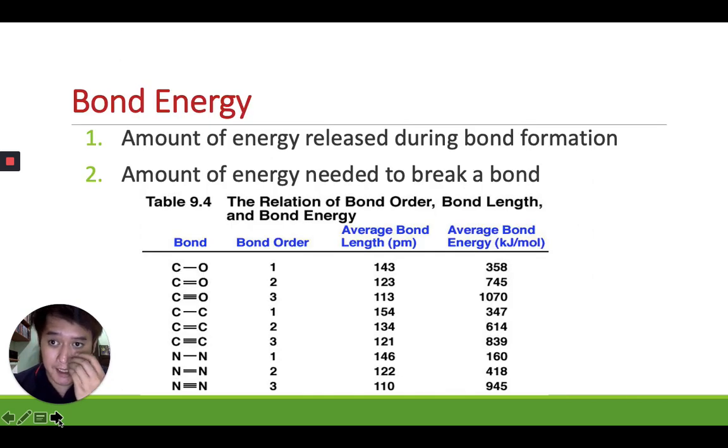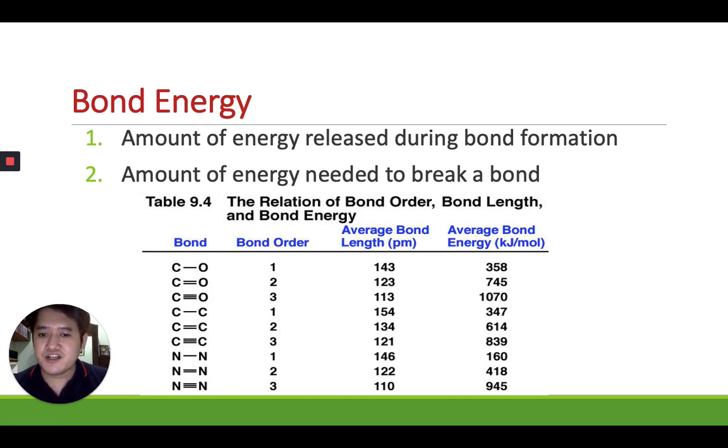Now we'll talk about bond energy. Again, the bond energy is the amount of energy released during bond formation, or the amount of energy needed to break a bond. You saw the dip in the energy well a while ago, or the energy profile diagram. That was our bond energy. Now I'd like you to focus on the following table, which gives us the bond order, the average bond length, and the average bond energy for certain elements being paired together. These are some possible combinations, if you have carbon and oxygen, or carbon and carbon, or nitrogen and nitrogen.